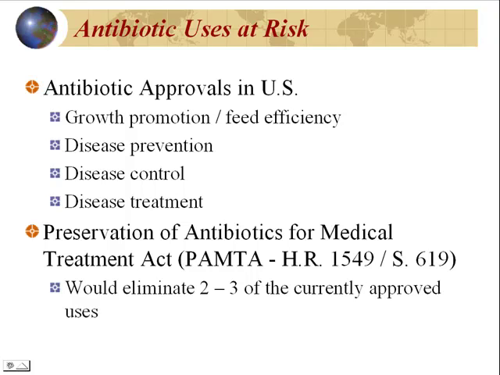There are various bills that are working through the House and the Senate. My guess at this point is that they are completely stalled with the change in the House. One would be this PAMTA, the Preservation of Antibiotics for Medical Treatment Act. In it, there are some useful pieces, like how we might do surveillance for changes in antimicrobial resistance. The fact is that this bill would likely eliminate at least 2 of the approval claims, if not 3. It would definitely eliminate growth promotion feed efficiency uses. It would definitely eliminate disease prevention uses, and the disease control part is questionable based on the wording. No one seems to really be clear on what the bill would actually do as its impact.